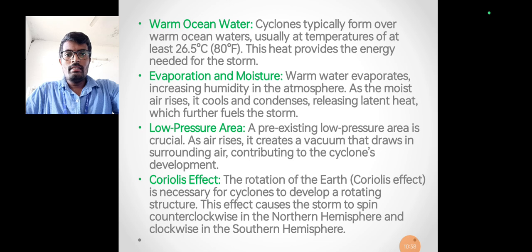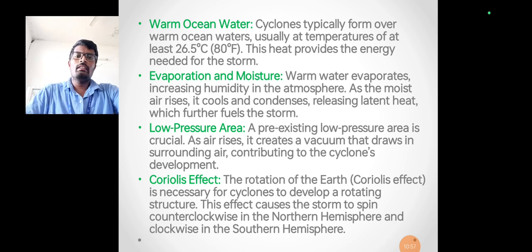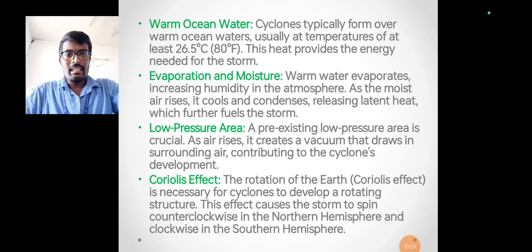In the formation of the cyclone, the first one is warm ocean water. In this stage, cyclones typically form over ocean water, usually at a temperature of at least 20 degrees centigrade plus or minus 2 degrees centigrade. The heat provides the energy needed for the storm. Now the second stage is evaporation and moisture. In this stage, the warm air evaporates, increasing the humidity in the atmosphere. As the moist air rises, it cools and condenses, releasing latent heat which further fuels the storm.